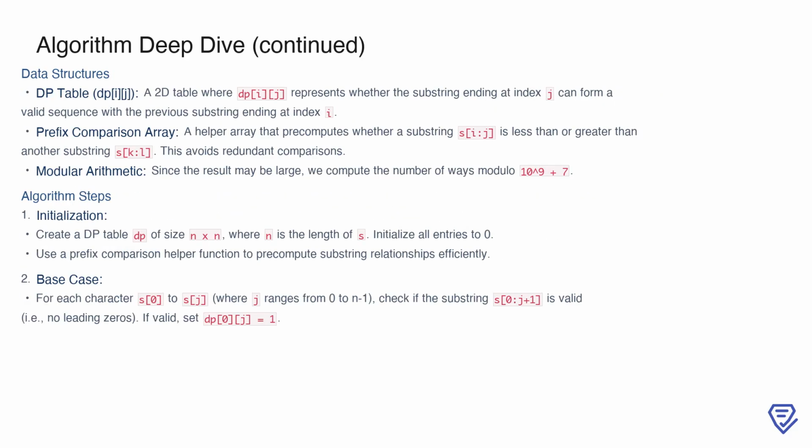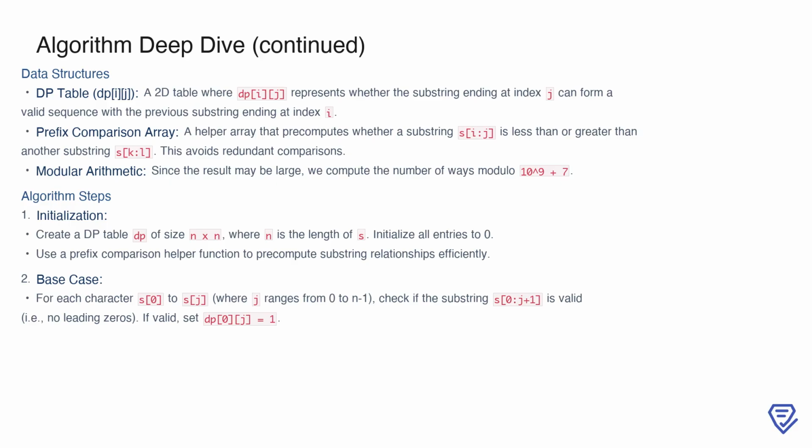To implement the solution, we rely on a few key data structures. First, we use a dp table, where each entry dp[i][j] represents whether the substring ending at index j can form a valid sequence with the previous substring ending at index i. This allows us to systematically build valid sequences. Second, to streamline comparisons, we pre-compute a prefix comparison array, which tells us whether one substring is less than or greater than another. This avoids redundant work during the main computation. Finally, since the result can grow very large, we use modular arithmetic to ensure that our result fits within constraints, specifically modulo 10^9 plus 7.